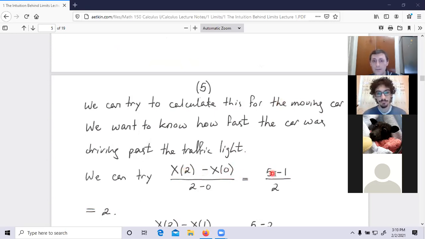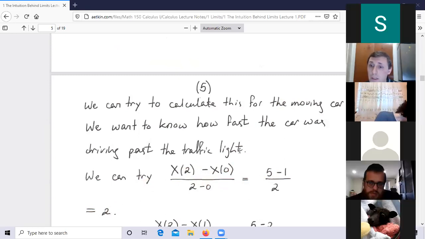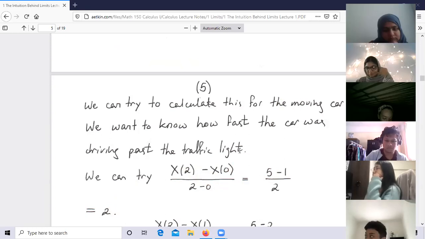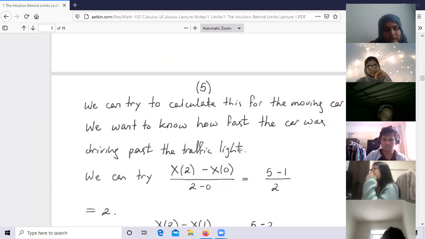So, numerator is 5 minus 1, denominator is 2. And my answer is 2. Is that what the speedometer is pointing to? What do you think? Is this a good estimation? First of all, guys, I need to hear from you. Do you understand why that might be a good beginning approach? Why might we do that?